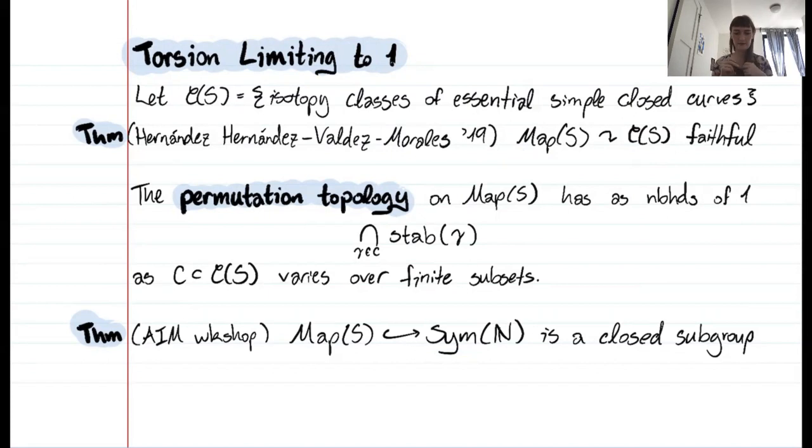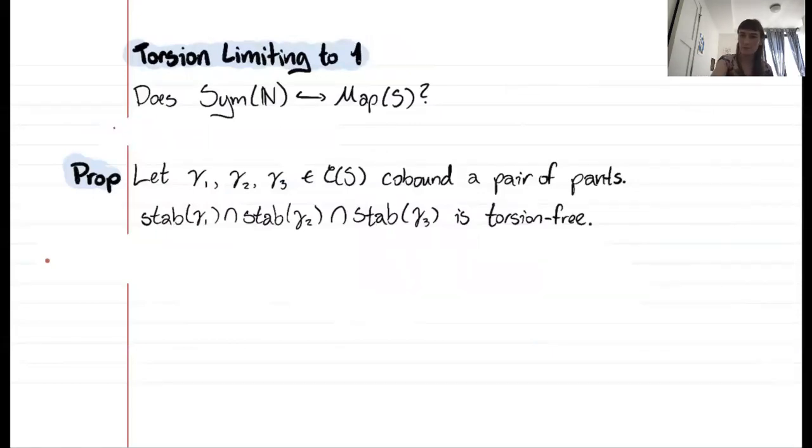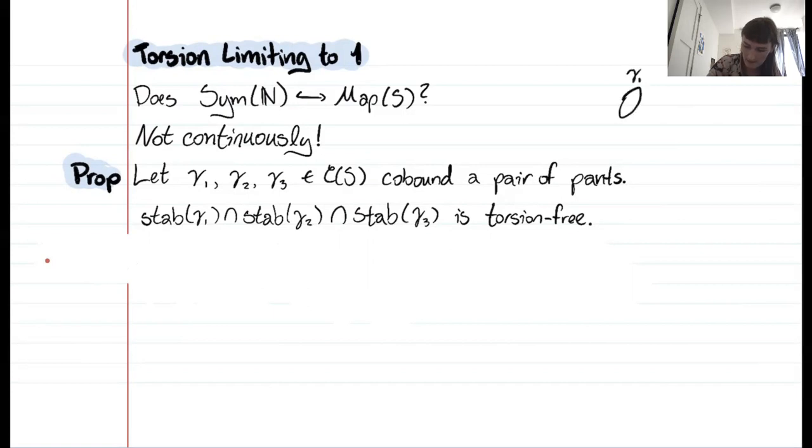Let me tell you about torsion limiting to the identity. So a natural question to ask is, we have this embedding from the mapping class group of S into the symmetric group on a countable set. Is there an embedding going the other way? And it turns out that no, at least not continuously. So let me tell you why. First we have this proposition. We're going to let gamma 1, gamma 2, and gamma 3 be essential simple closed curves in our surface, which co-bound a pair of pants. So here they are. The proposition says that the intersection of the pointwise stabilizers of these curves is torsion free. So let me just describe the proof to you in words.